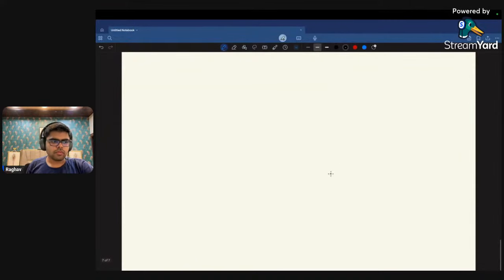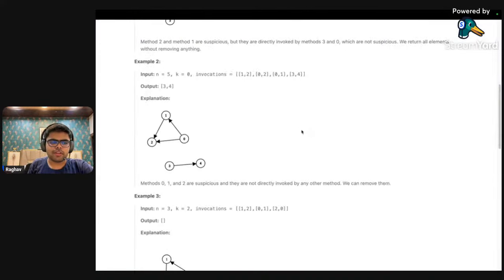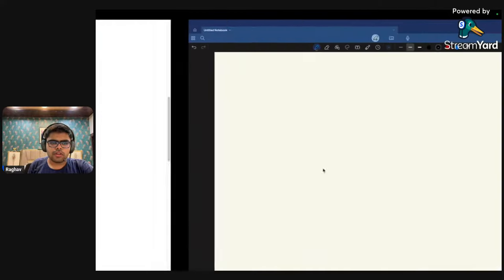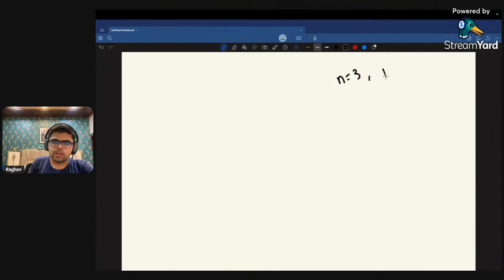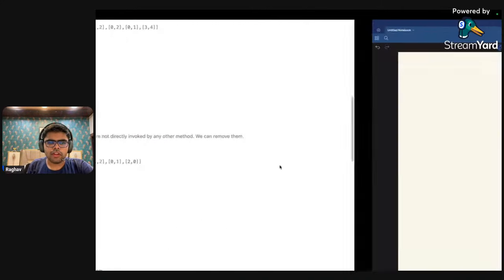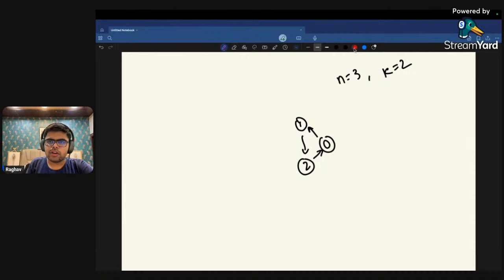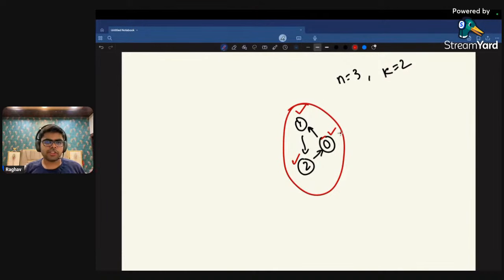Great. Okay, so let's take the third example as well, which is this: n equal to 3, k equal to 2, 0 invokes 1, 1 invokes 2, and 2 invokes 1. And the faulty one is this one. It will invoke 1, and 0 invokes 1 as well. So all of these three are suspicious, basically not faulty but suspicious. So is there any method which is not suspicious and is calling it? No, there is no such edge.